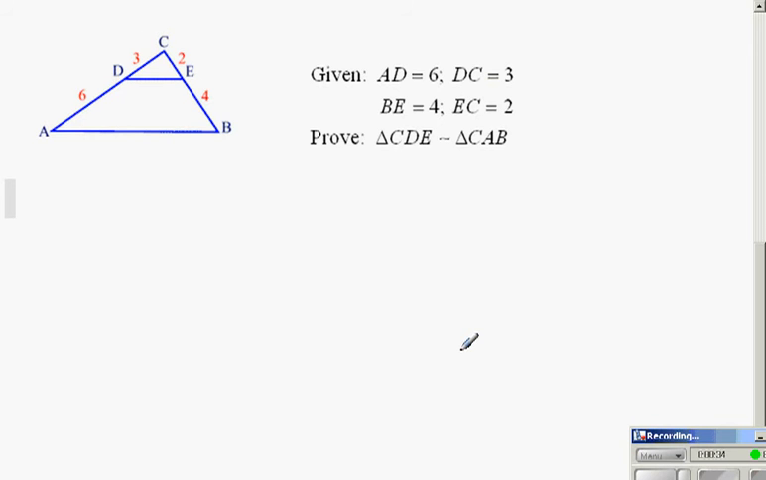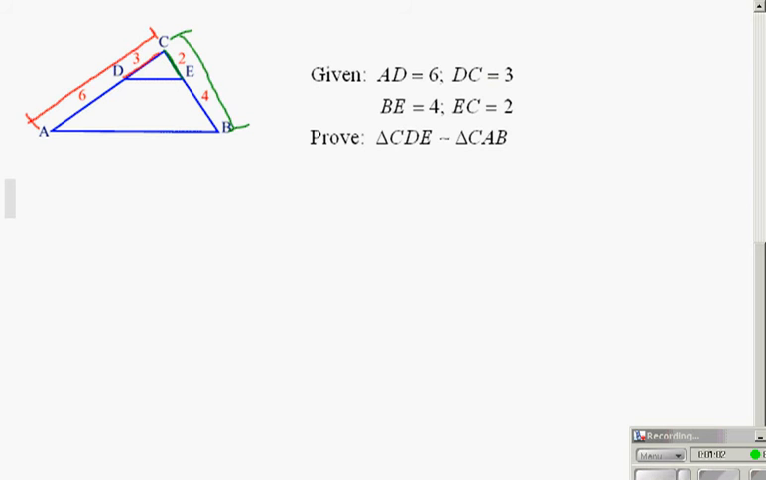The problem is that this segment right here that we're given doesn't correspond to part of our little triangle. Okay, so we are going to need to do some algebra work because ultimately we need to say that CA corresponds to CD and that CB corresponds to CE.